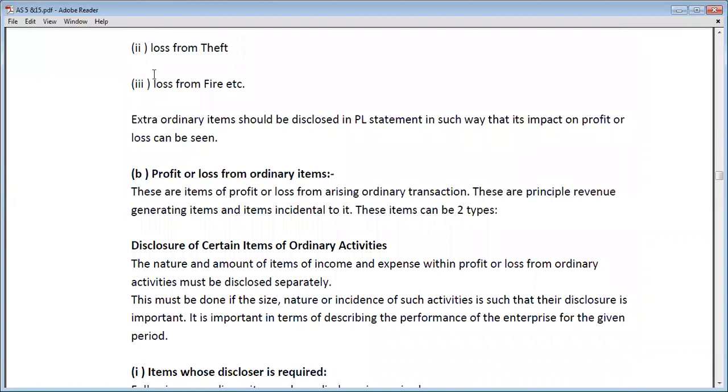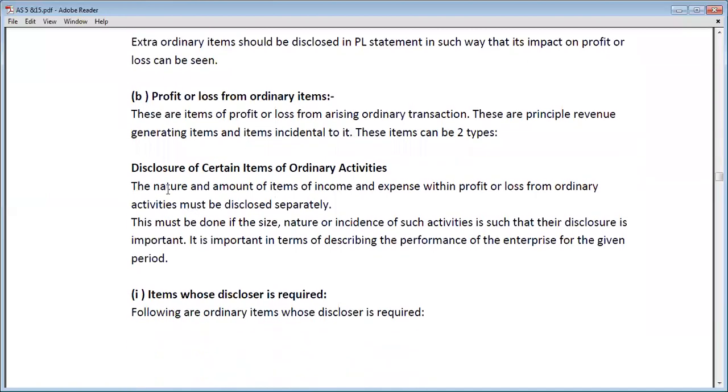Okay. Now let's move on. Second items are profit or loss from ordinary items. So these are items of profit and loss arising from ordinary transactions, which are related to your normal course of business. These are principal revenue generating items and items incidental to it. These items can be of two types. First, disclosure of certain items in ordinary activities. So ordinary items can be of two types: first is the items whose disclosure is required, and second is items whose disclosure is not required.